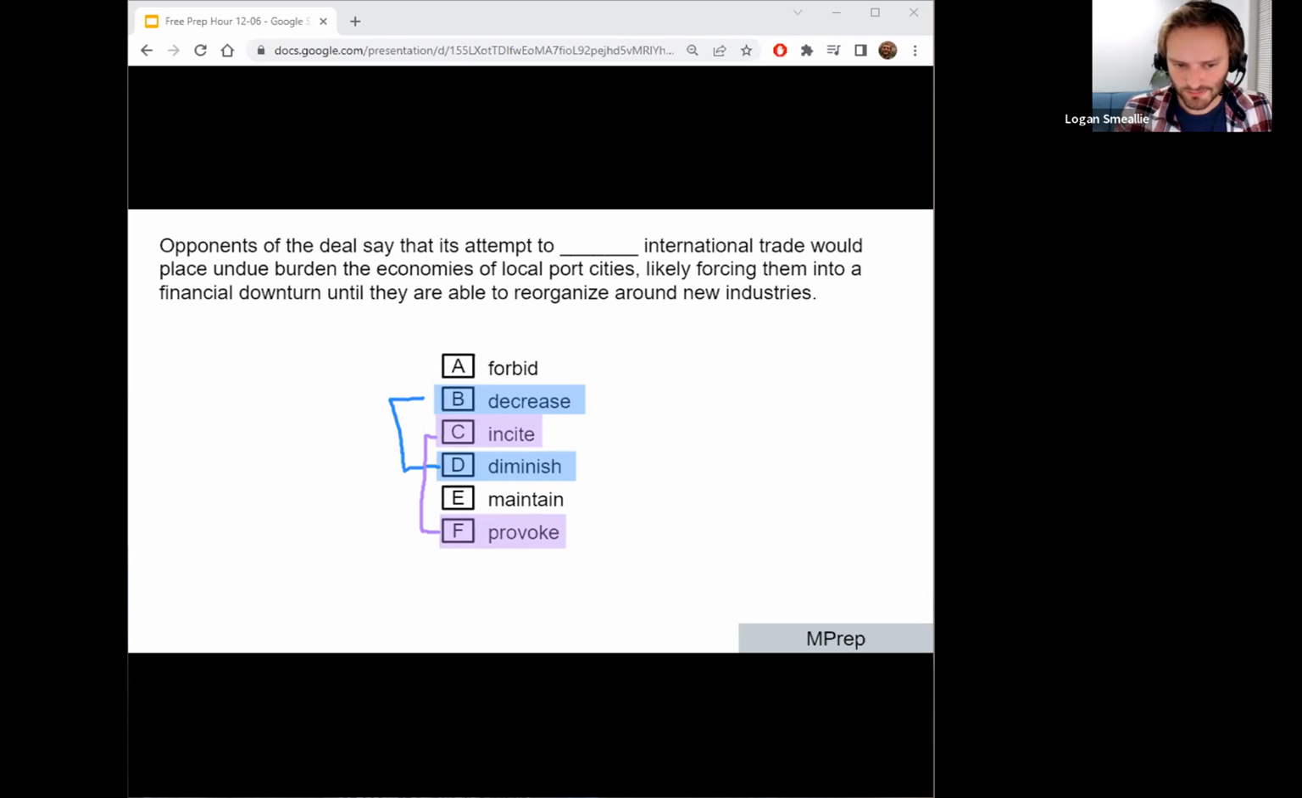Let's keep thinking about that. I want to notice something great though, which is that Kayla, you mentioned that first you liked forbid, and I think that's because a couple of y'all right now in the chat are calling out, okay, there's kind of a negative tone to the sentence. We've got an undue burden. We're talking about opponents. We're talking about a possible financial downturn.